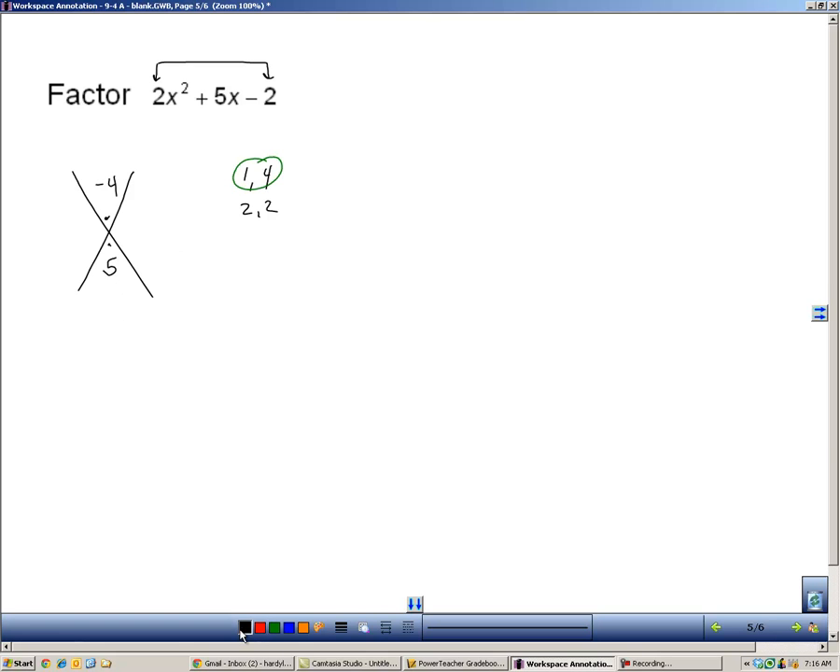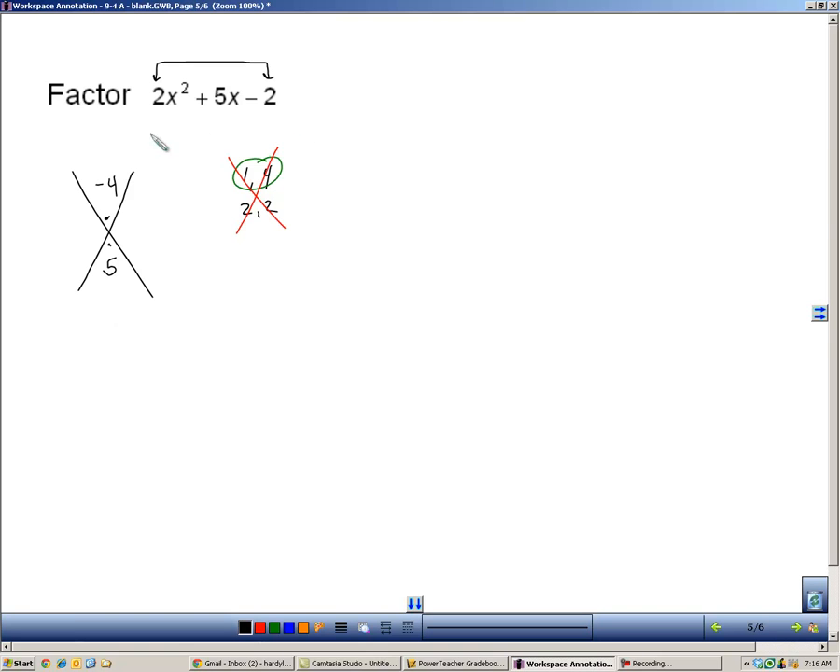But you might notice there's a problem. 1 plus 4 is 5, but 1 times 4 isn't negative 4. And if I make one of them negative, I'm not going to be able to get a 5 for the sum. So if you think about it, even though 1 and 4 looks like it should work, it actually doesn't. So there are no factors at all that I can multiply to get negative 4 and add to get 5.